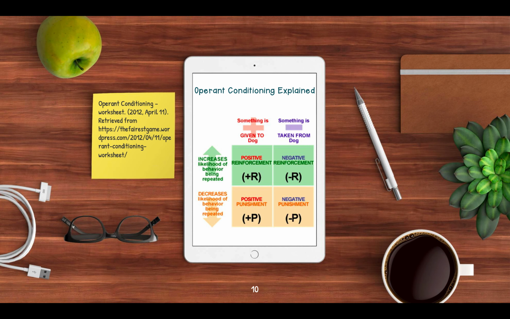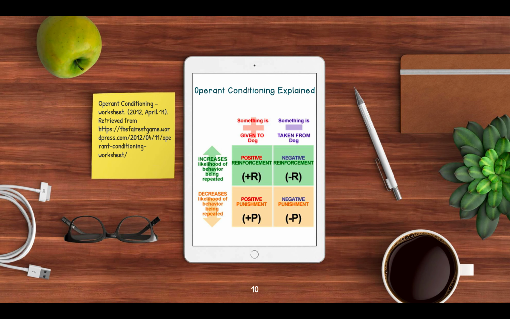So this is a visual that's really helpful. Within the operant conditioning theory, it's basically considering reinforcement or punishment to increase or decrease the likelihood of a behavior. So we're going to take a look at an example of each of these.